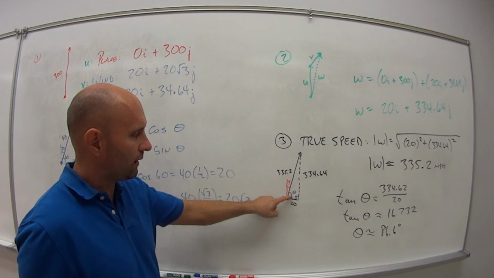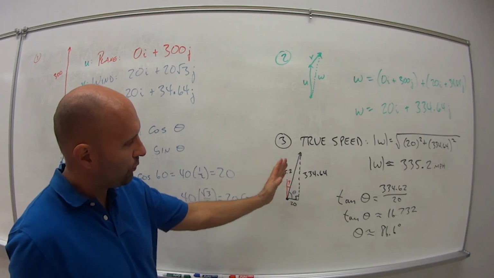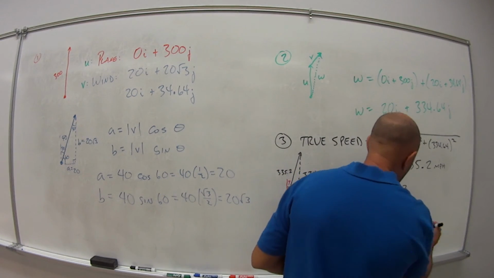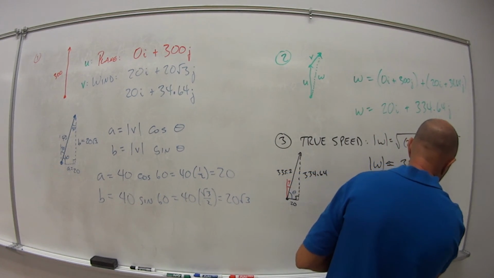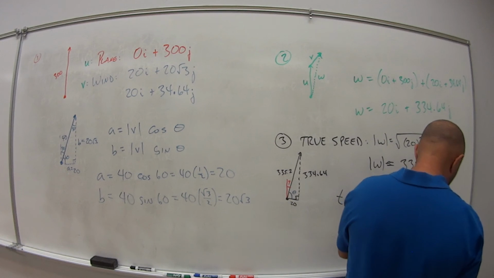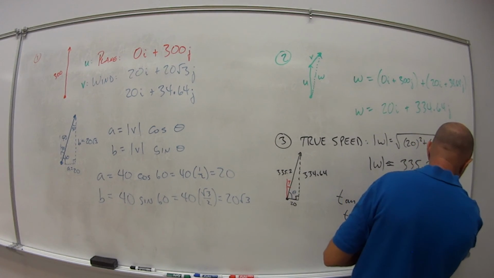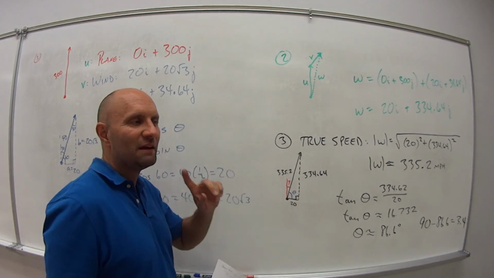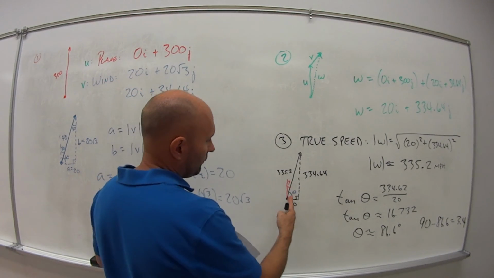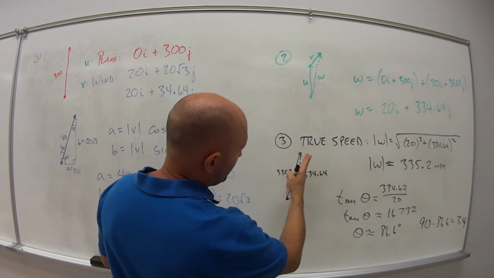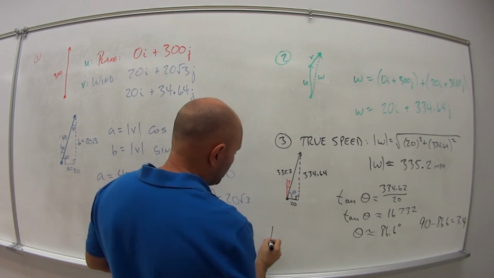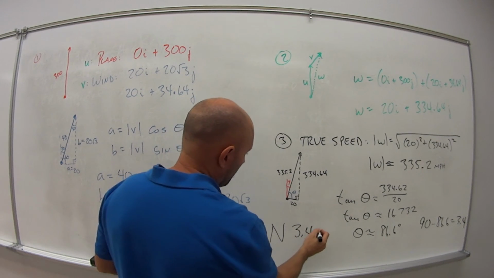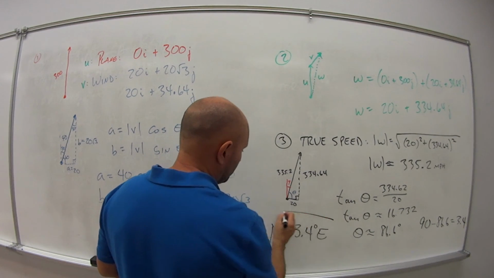But that's the blue angle, the blue theta. I want the red. So what do I have to do? 90 minus 86.6, which gives me 3.4. So the red angle is 3.4 degrees, but as a heading, how do I write that? Well, what is it doing? It's going north 3.4 degrees towards the east. So my actual heading is north 3.4 degrees east.